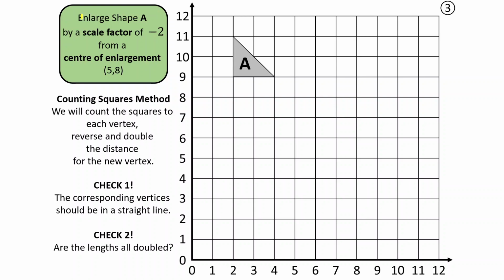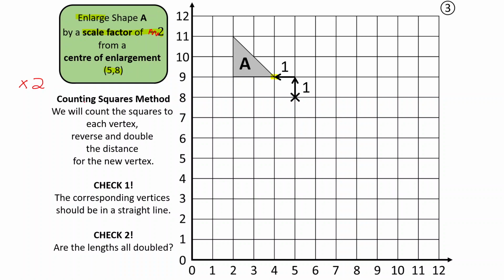So this one says, enlarge shape A by a scale factor of -2 from the center of enlargement (5, 8). So again, you begin by plotting that point (5, 8), which goes there. Is that correct? Yes, it is. Good. And a similar start to last time, you choose a corner to go to. So they've gone for this one here, which is 1 up and 1 across. Because your scale factor is -2, ignore the minus for the time being. You're still timesing every single side length by 2.